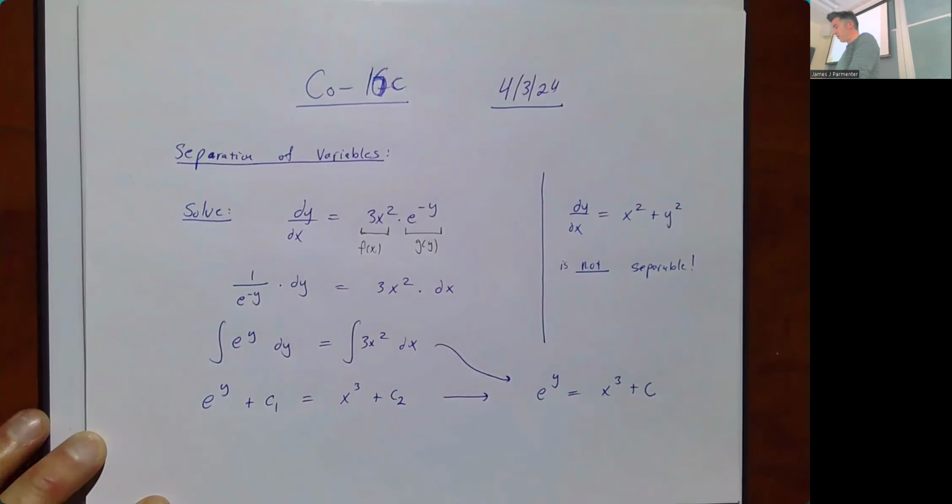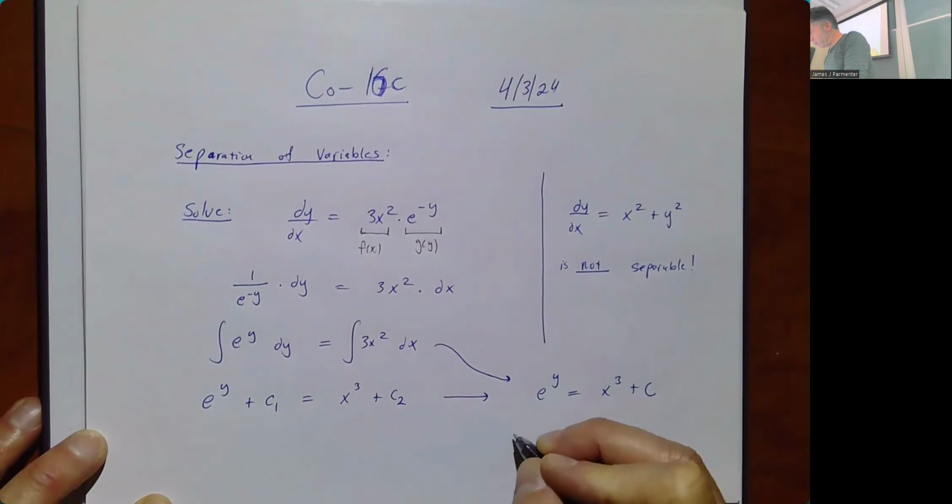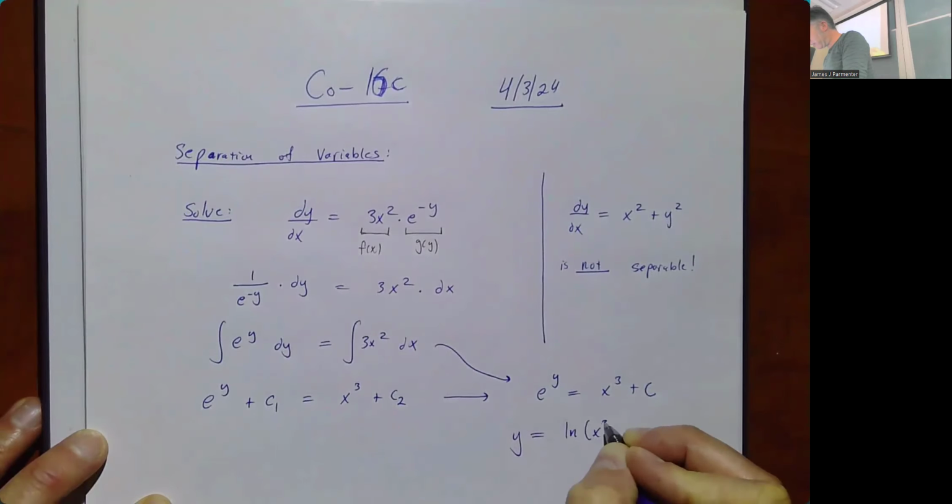So then solving here, we're going to take the natural log of both sides and get the natural log of e to the y, which is just y, equal to the natural log of x cubed plus c.